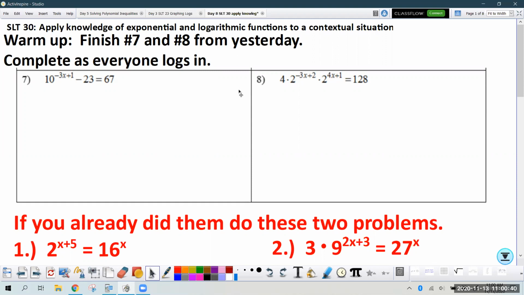problems. So if you didn't finish 7 and 8 yesterday, well, not yesterday, sorry, the last time we met, do 7 and 8. If you already did those, do the problems in red for numbers 1 and 2.